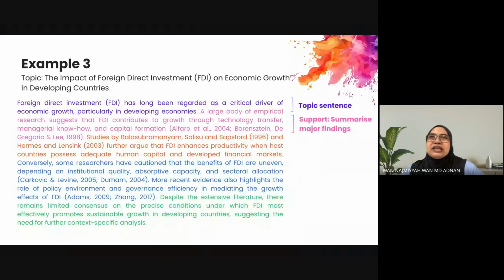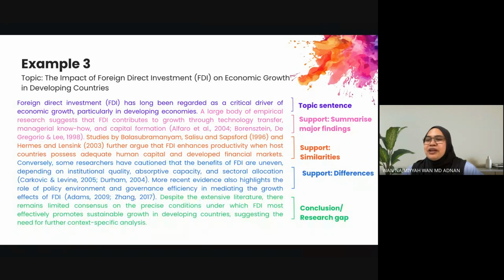You support by summarizing the major findings first, and then you support by highlighting the similarities between those findings. And then you support by highlighting the differences between those findings. And then you do the research gap or the conclusion.